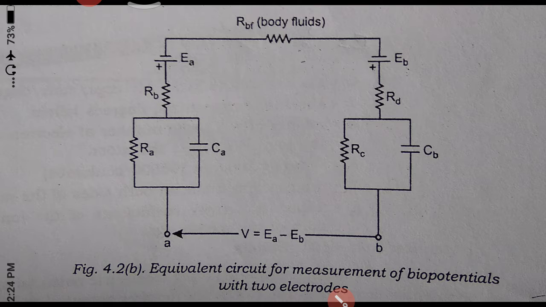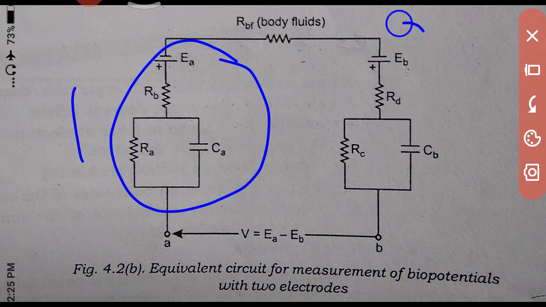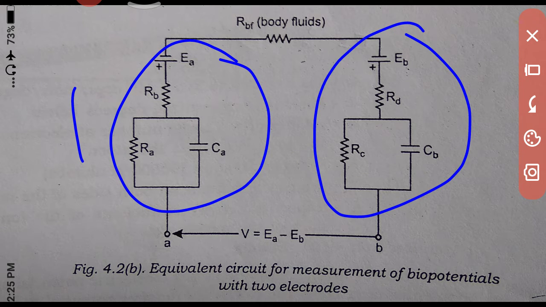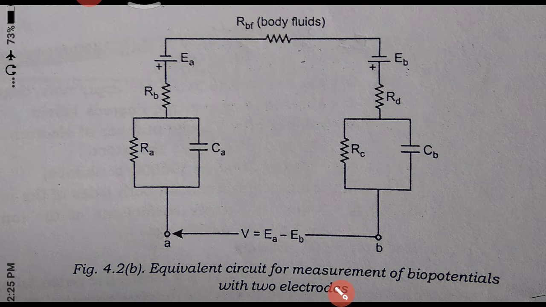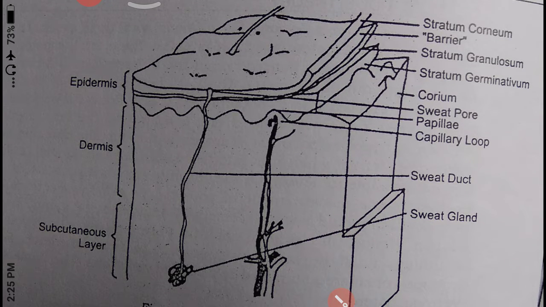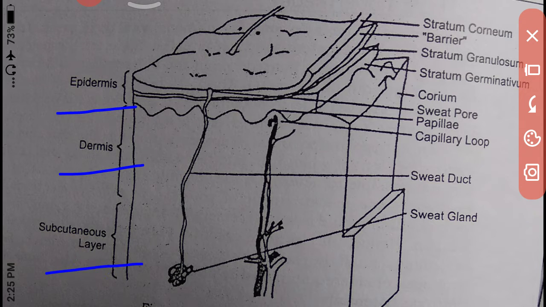And generally this is your double layer electrode. Next we will move on to the cross section diagram of the skin interface, showing how electrode 1 and electrode 2, the positive electrode and negative electrode, interface with the human body. Now we want to see that human skin generally consists of three layers: the epidermis, the dermis, and the subcutaneous layer.